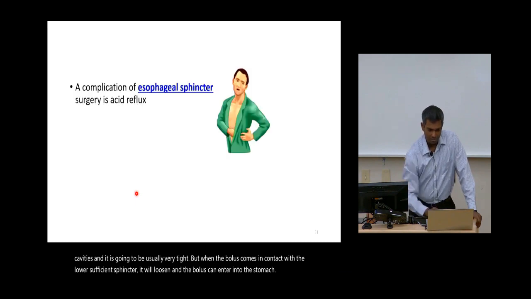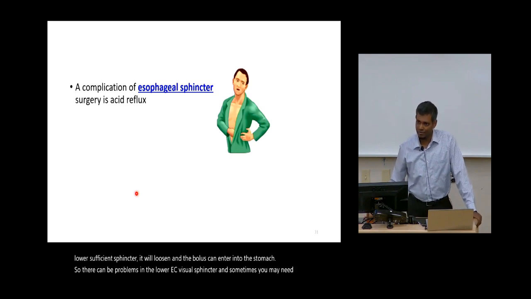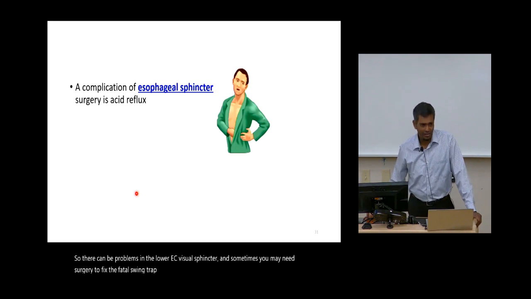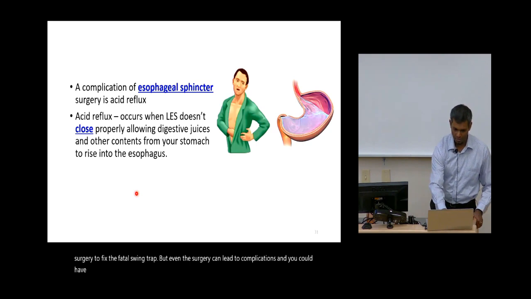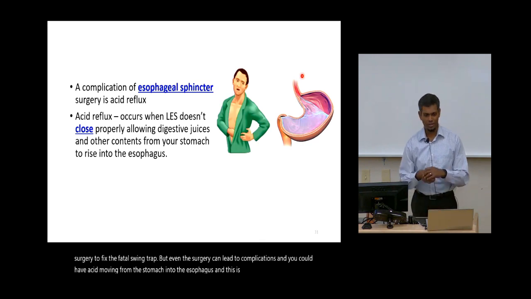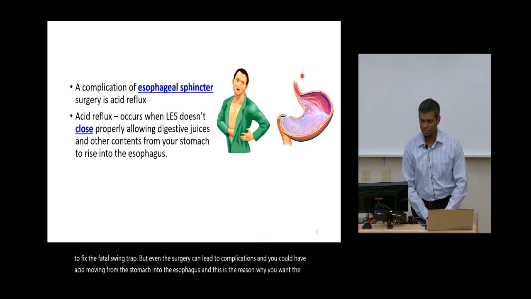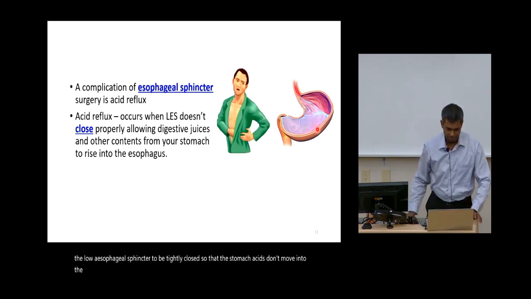So there can be problems in the lower esophageal sphincter, and sometimes you may need surgery to fix the lower esophageal sphincter, but even the surgery can lead to complications, and you could have acid moving from the stomach into the esophagus. This is the reason why you want the lower esophageal sphincter to be tightly closed, so that the stomach acids don't move into the esophagus.